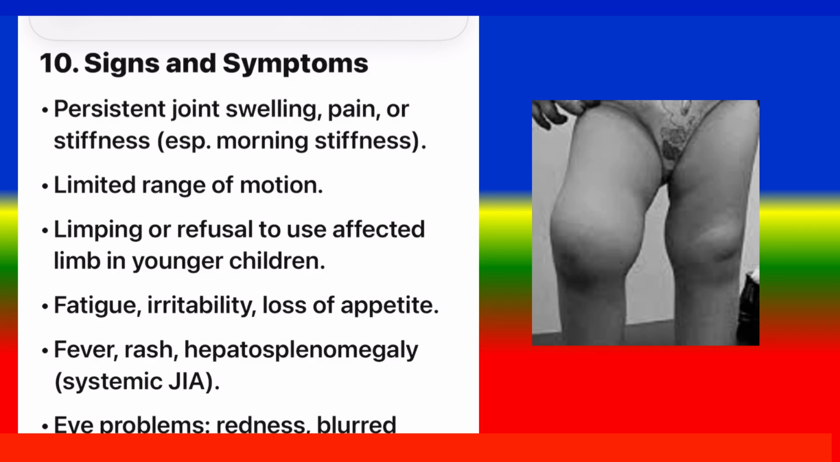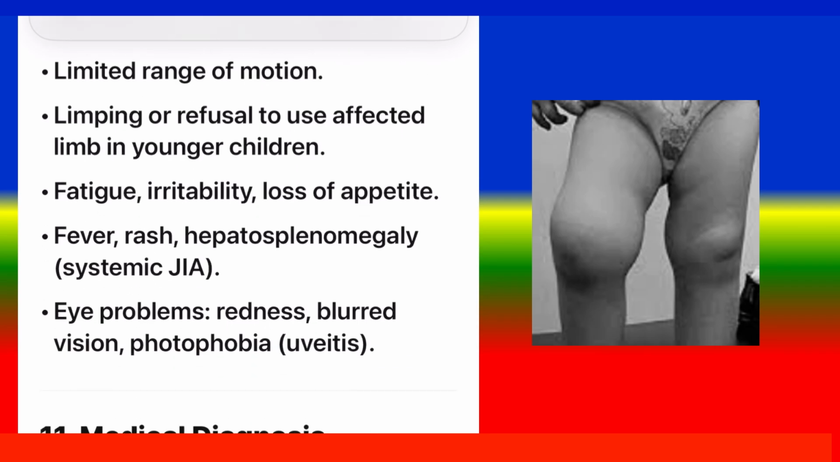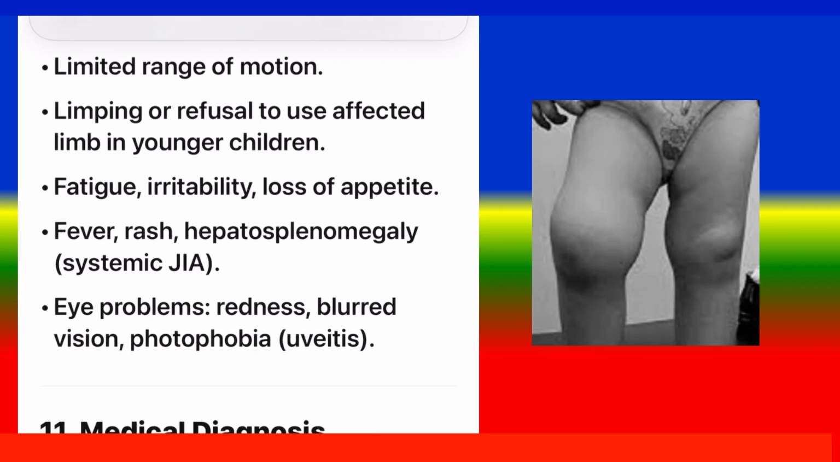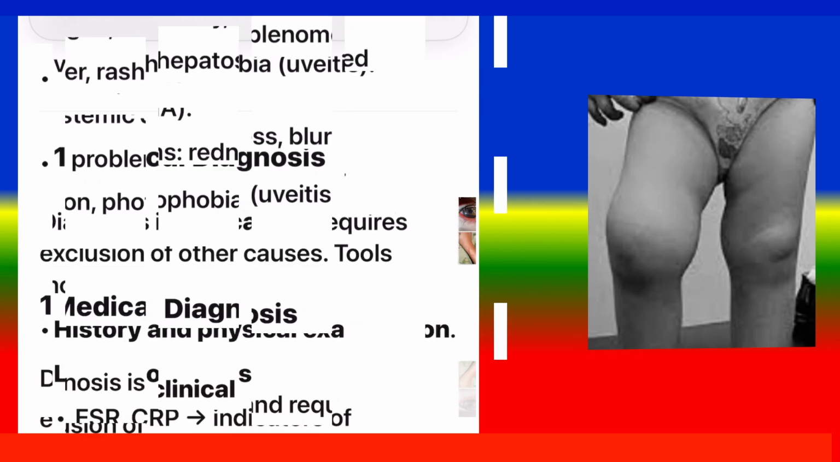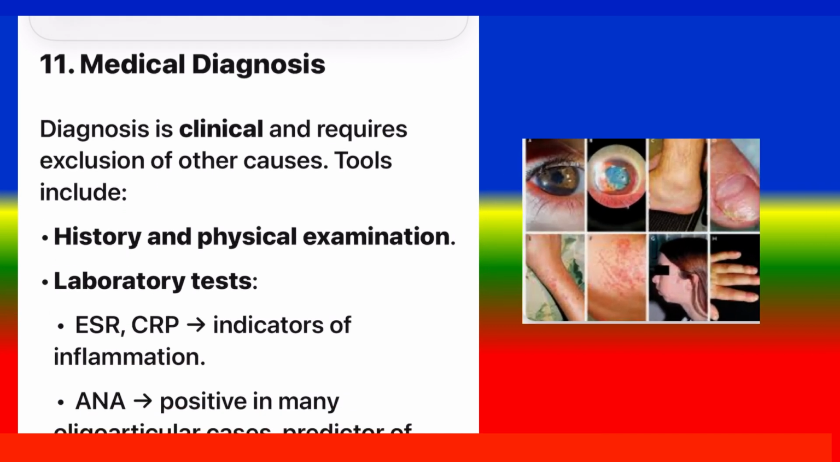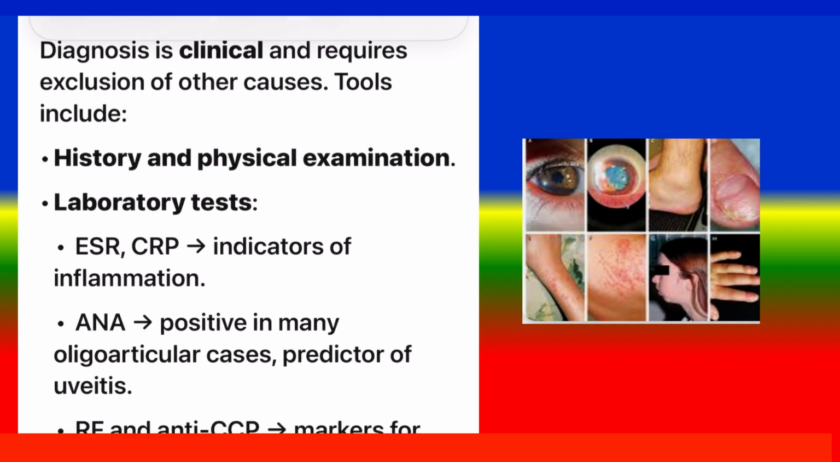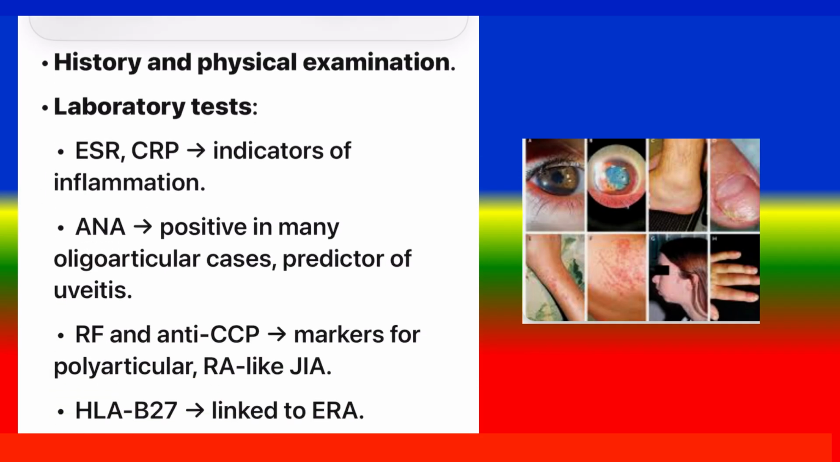Limited range of motion, limping or refusal to use the affected limb in younger children, fatigue, irritability, loss of appetite, fever, rash, hepatosplenomegaly in systemic JIA, eye problems, redness, blurred vision, photophobia, uveitis. 11. Medical diagnosis. Diagnosis is clinical and requires exclusion of other causes. Tools include history and physical examination, laboratory tests, ESR, CRP, indicators of inflammation, ANA, positive in many oligoarticular cases, predictor of uveitis.